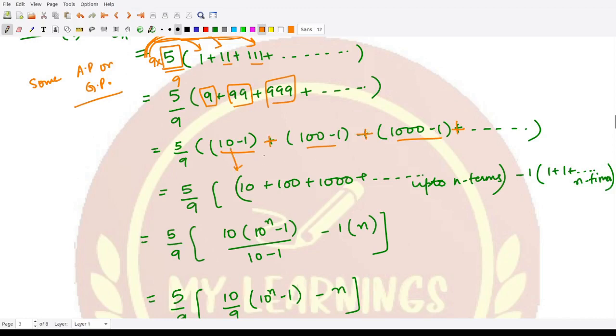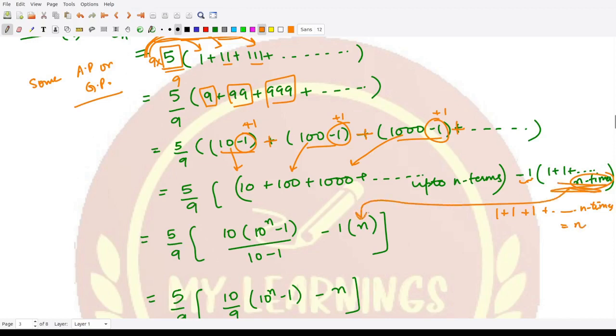So you can write 10 plus 100 plus 1000 and so on up to n terms within one bracket, and then you are left with minus 1, minus 1, minus 1 and so on. You can take minus 1 common from each of the terms, so you will be left with plus 1 inside, plus 1 and so on. And how many times is this plus 1 appearing? N times. If 1 is added n times, what would it be? It would be equal to n. So this sum comes out directly to be equal to n, correct?